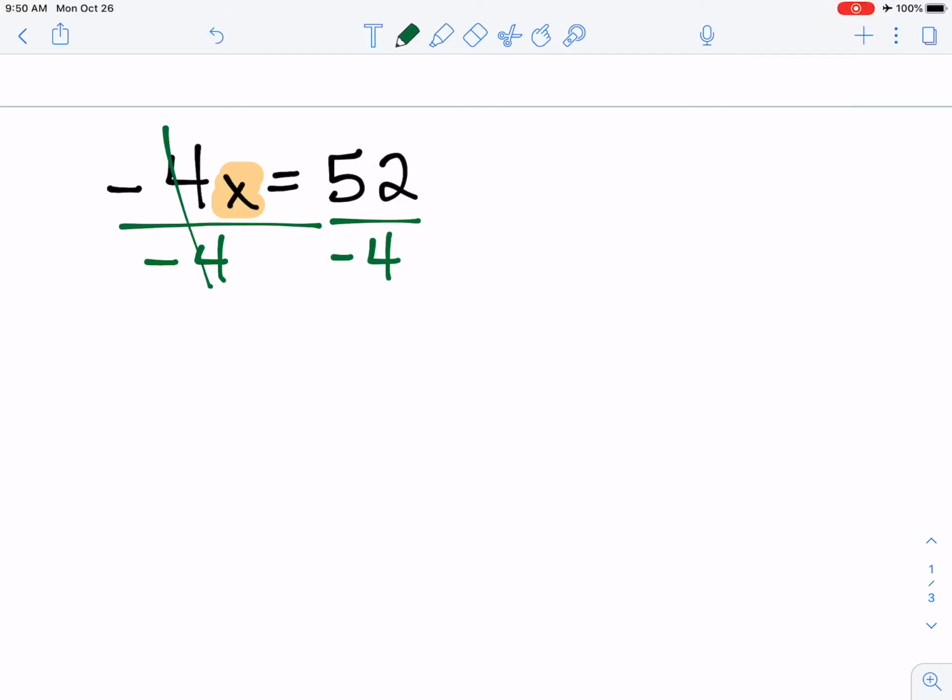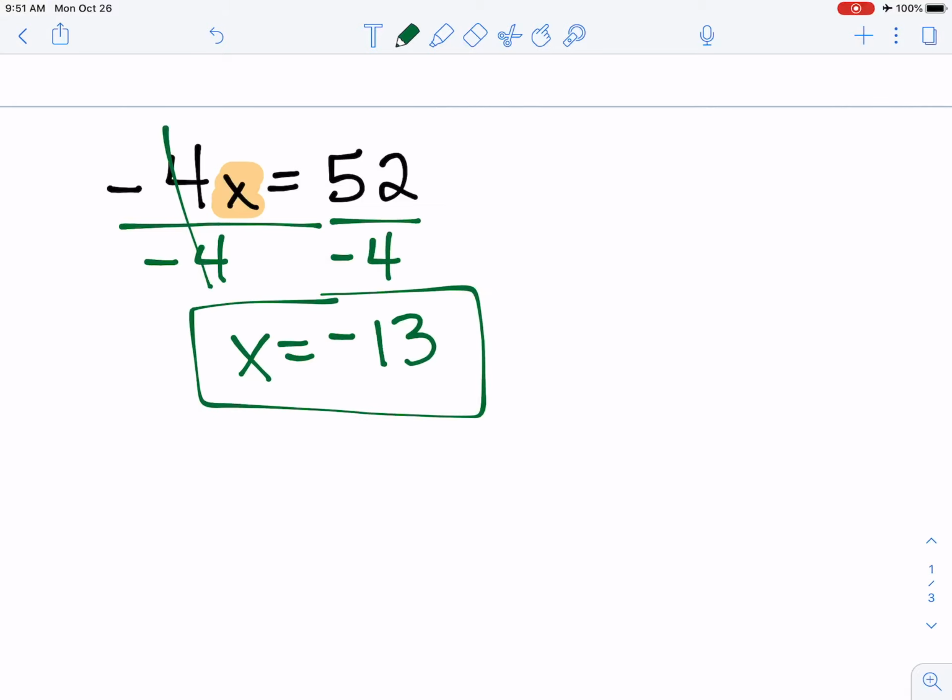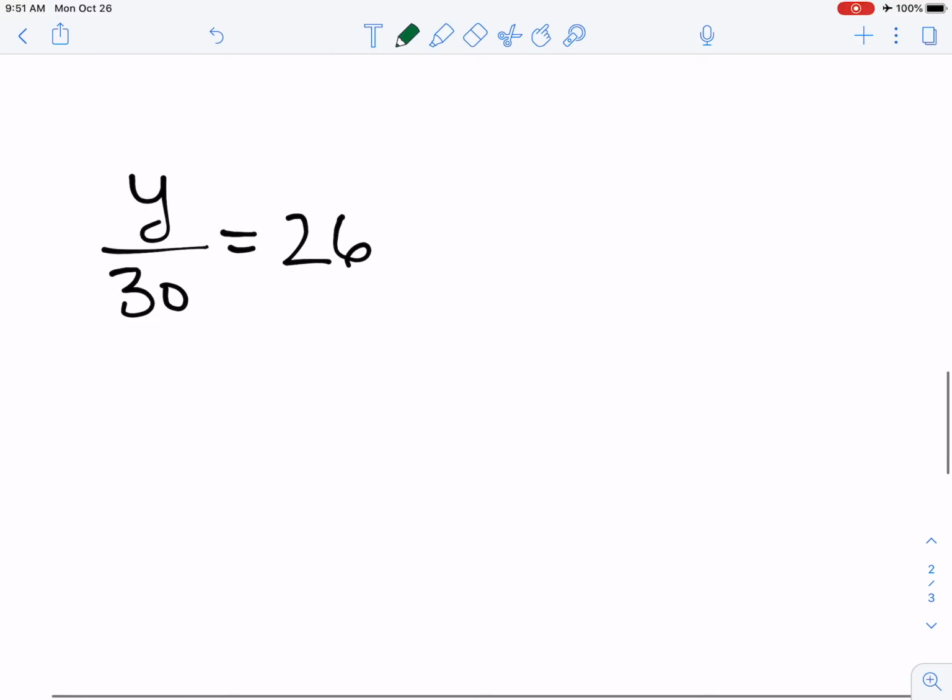That will cancel out because negative 4 divided by negative 4 makes 1. So x equals negative 13. 52 divided by negative 4 is going to give me negative 13. All right, one last problem to look at.